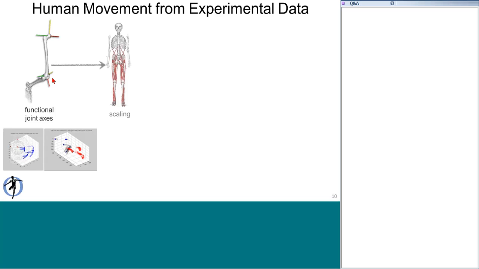In the second step, we take a generic OpenSim musculoskeletal model and we scale it up or down to match the anthropometry of a subject.